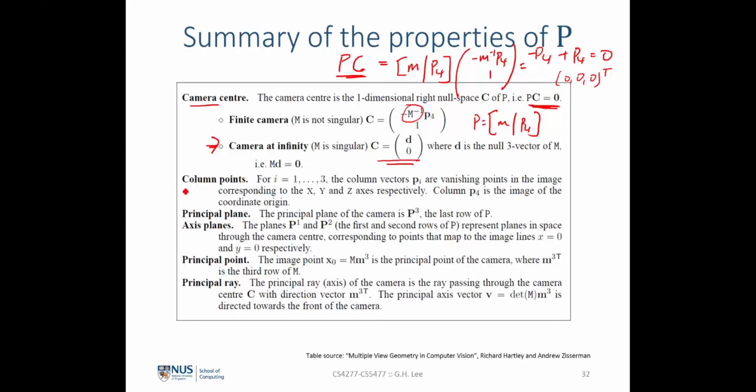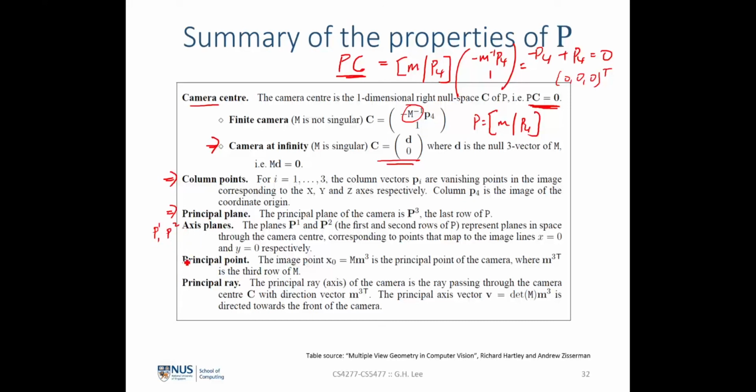So we also look at the columns of the camera matrix. The first three columns define the three vanishing points that correspond to the directions of the axes of the world frame, and the fourth column corresponds to the projection of the origin of the world frame onto the image. And then we have also seen that the third row of the camera matrix represents the principal plane, and there are also two additional axis planes that contain the camera center as well as the x-axis or the y-axis of the image coordinate frame, defined by the first row and the second row of the camera projection matrix.